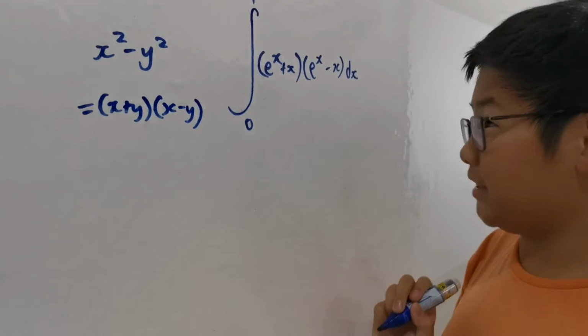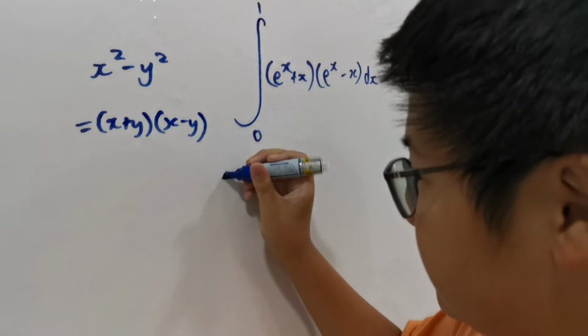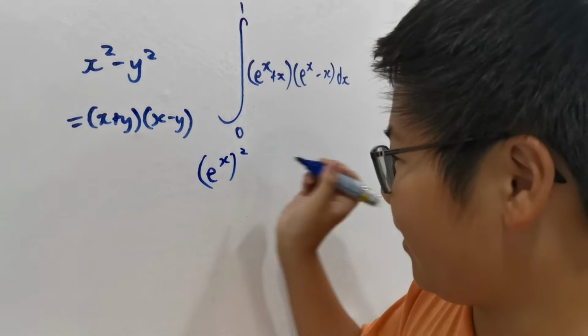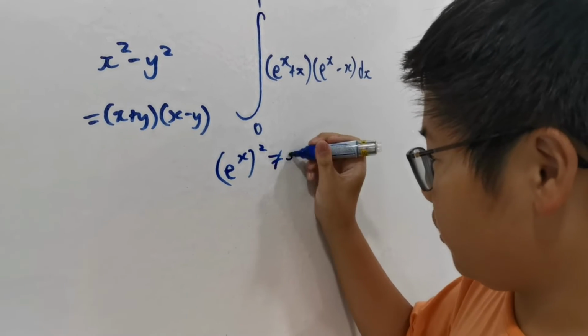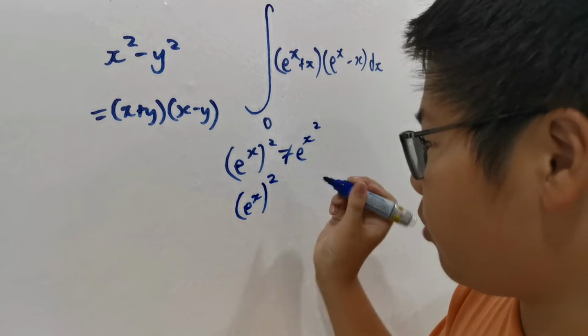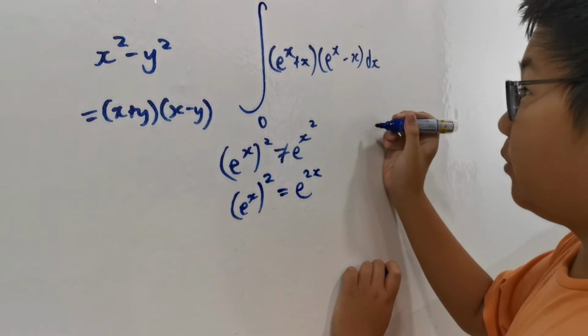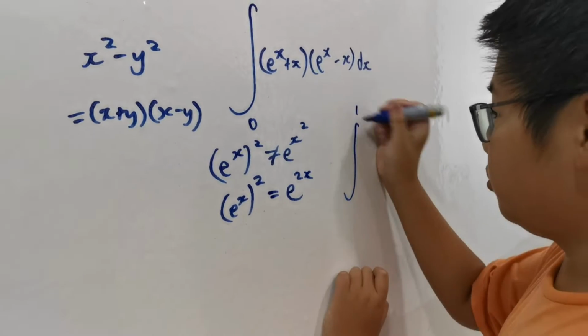That's quite cute, isn't it? Now we can do it this way. So what is e^x squared? It is not equal to e to the x squared, but e^x squared equals e to the power of 2x. So now we can simplify the integral from 0 to 1.